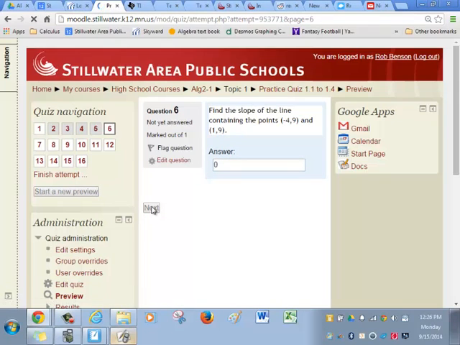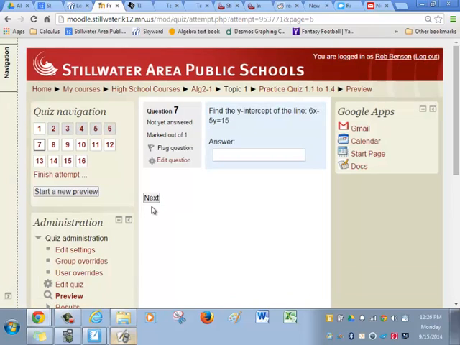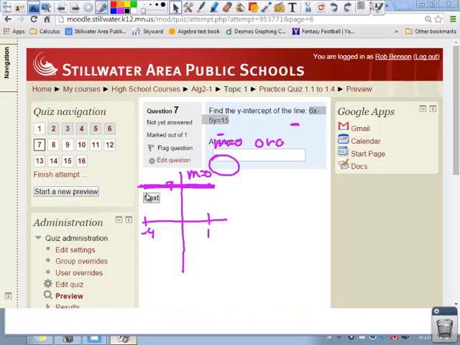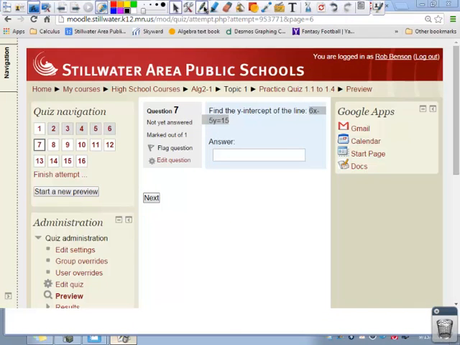Moving on to problem number 7. We want to find the y-intercept of the line that is made by this equation, 6x minus 5y equals 15. Let me just rewrite this here. Really, if you think about it, we want to get this equation in the form mx plus b, and what we care about is the b. That's what we're looking for. So we've got 6x minus 5y equals 15.